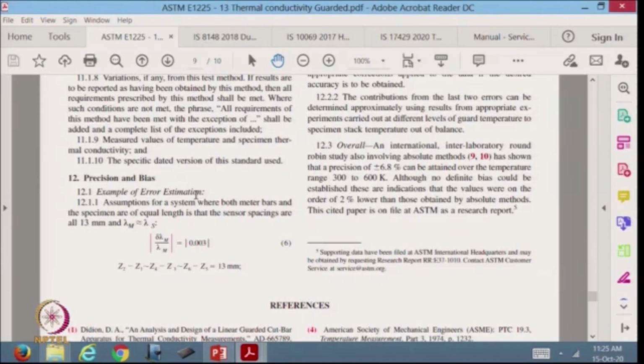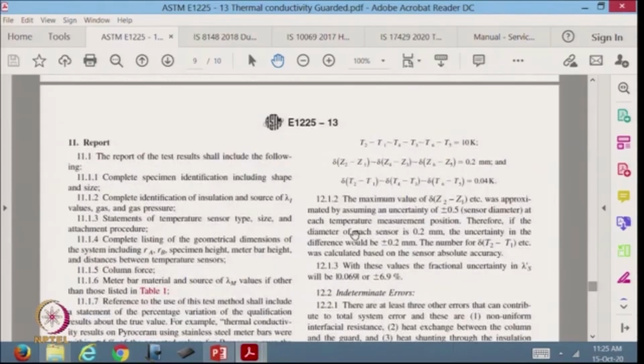Examples of error estimation, they have given the procedure of how to do it, and then it says the maximum value of this by assuming an uncertainty of plus minus 0.5, and the number for the temperature difference was calculated on the basis of sensor absolute accuracy. And then it says here in this section, with these values the fractional uncertainty in lambda, which is the thermal conductivity, will be this much, or plus minus 6.9%.